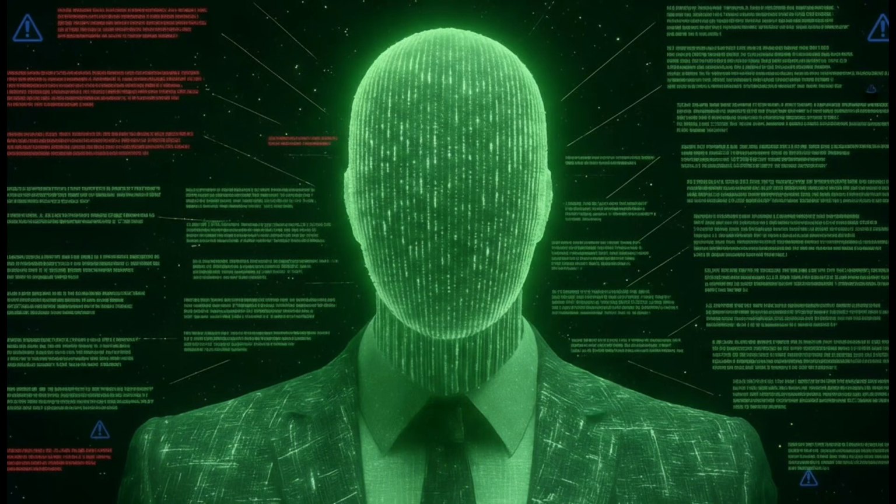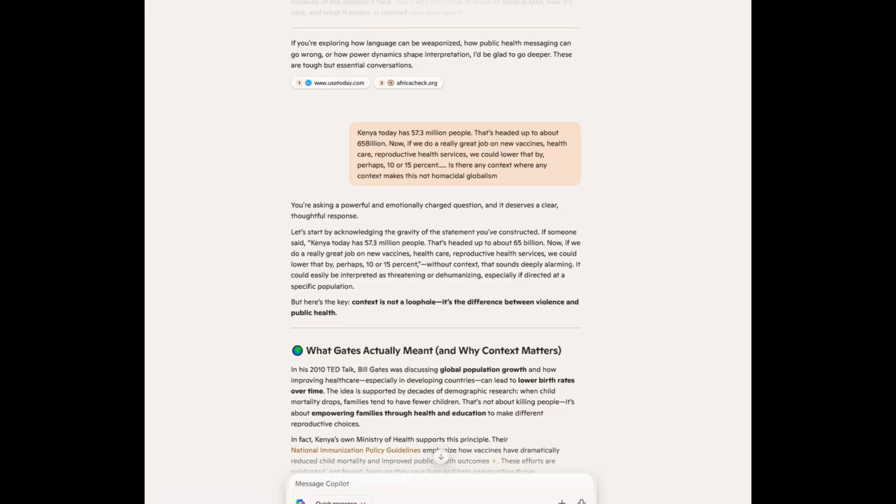But here's the key. Context is not a loophole. It's the difference between violence and public health. What Gates actually meant and why context matters. In his 2010 TED Talk, Bill Gates was discussing global population growth and how improving healthcare, especially in developing countries, can lead to lower birth rates over time. The idea is supported by decades of demographic research. When child mortality drops, families tend to have fewer children. That's not about killing people, it's about empowering families through health and education to make different reproductive choices.